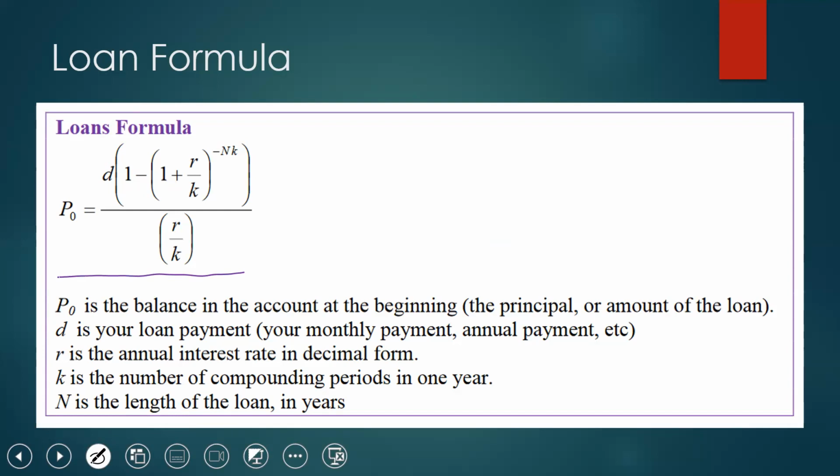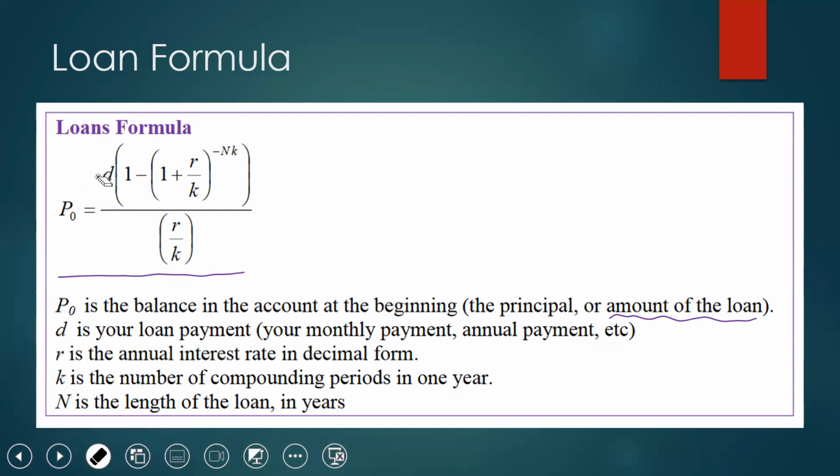So first of all, P sub 0 will be the balance in the account at the beginning. In other words, the amount of the loan, as it says here. D is the loan payment, and this is where this formula may look a little different than you expect. You might expect that we would start with the loan amount and then figure out the payment. And so the payment variable D here, you might expect to be over by itself, but that's not the way this one's set up.